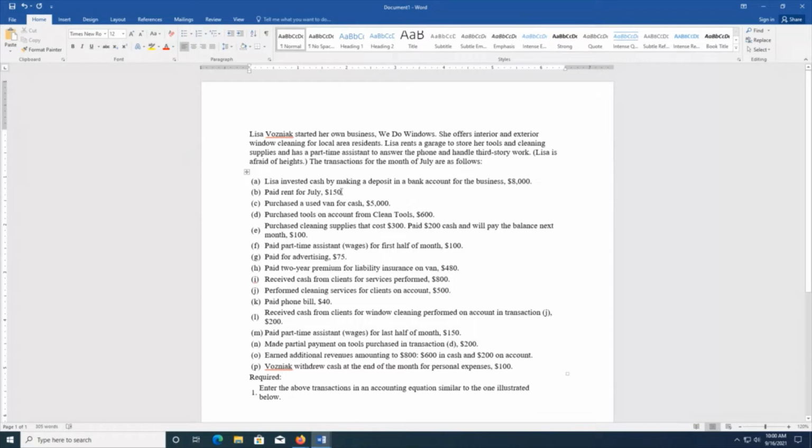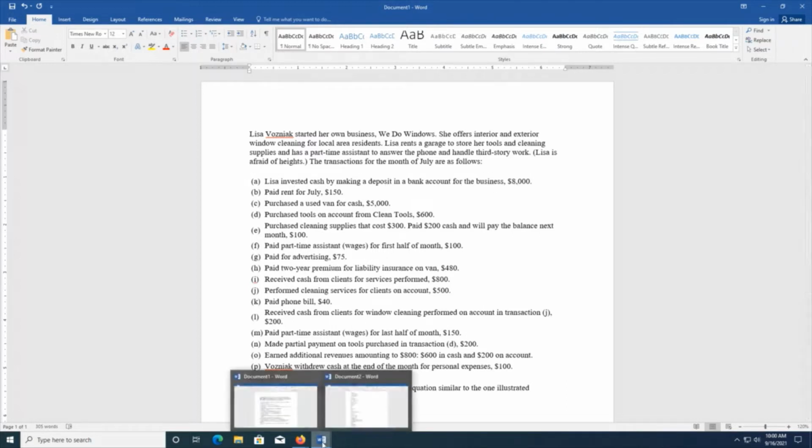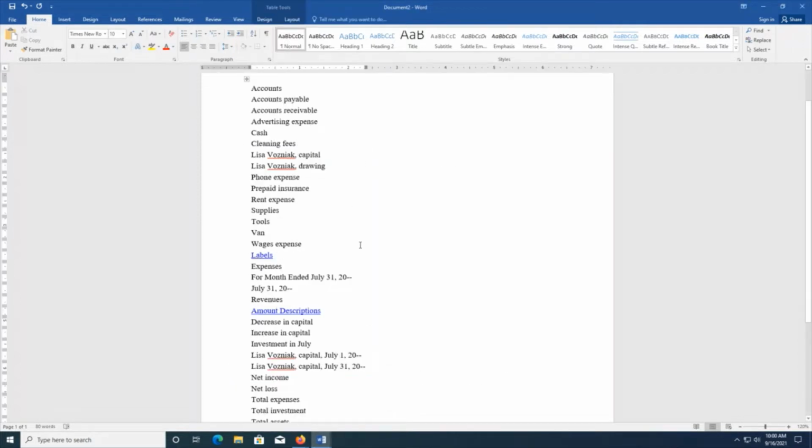So which two? And remember, we have those four steps when we do any transaction. First, we figure out which accounts are affected. Then we decide where the normal balance is, where they're increased or decreased, the normal balance on the debit side or the credit side, the left side or the right side. Then we figure out if we go up or if we go down. Then we figure out where we actually put it. Okay, so for this one, Lisa invested cash by making a deposit in a bank account for the business. So we're going to go to our chart of accounts, which accounts were affected in that transaction.